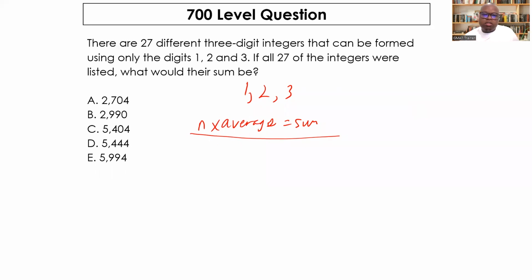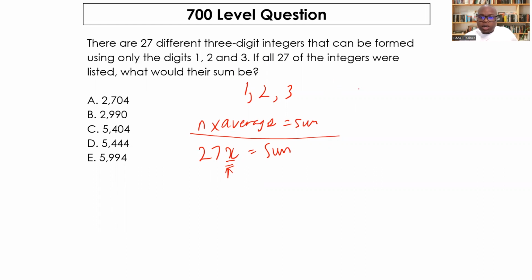The thing you need to take note of is how these numbers are formed. So you have n times the average giving us the sum, with n being 27 times an average, let's say x, equal to the sum. So you need to find what this x, the average, would be for us to be able to get what the sum will be. If you get that one, then we are home and dry.